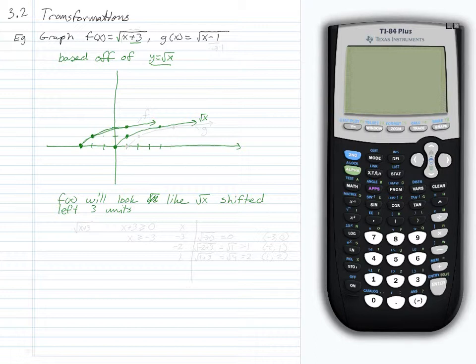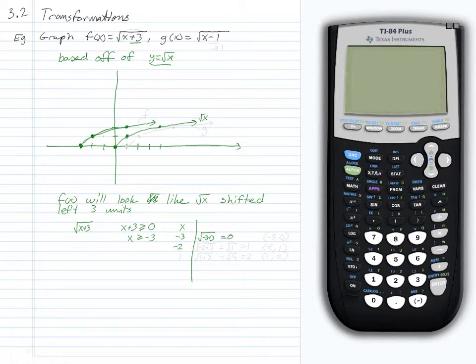Alright, now if you're ever unsure of these, you can always plug in some points and make sure that this works. Remember the domain of the square root of x plus 3, I think we looked at this one in class last time, this is going to entail that x plus 3 never be negative. So our domain is all numbers greater than or equal to negative 3. So if I plug in negative 3, I get the square root of negative 3 plus 3, which is 0.